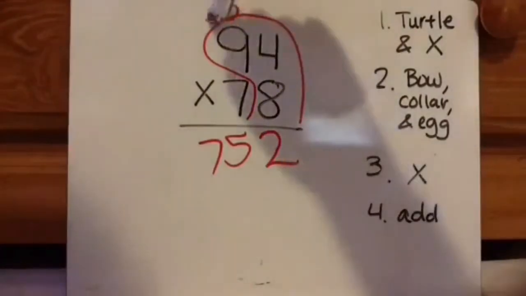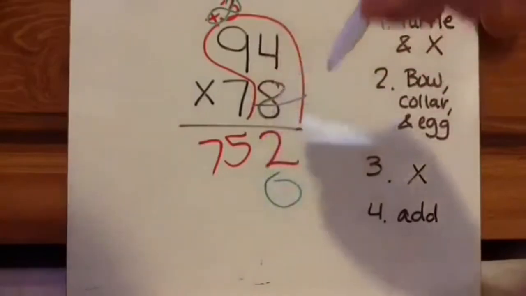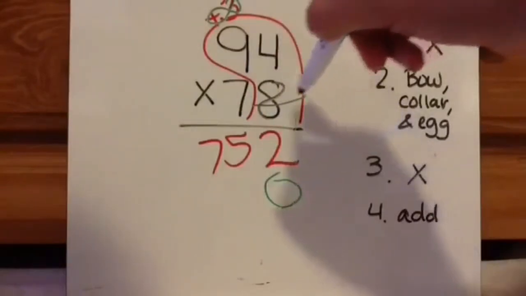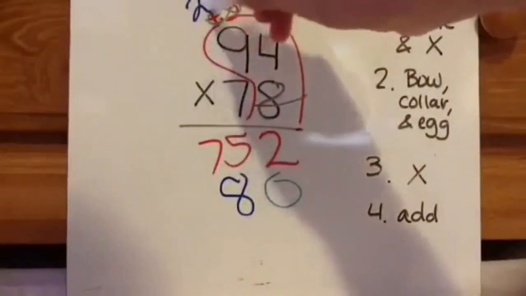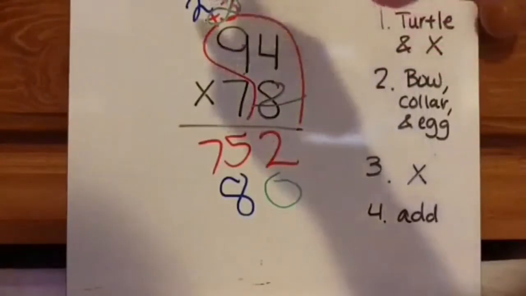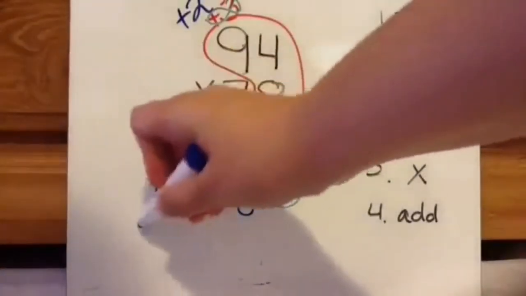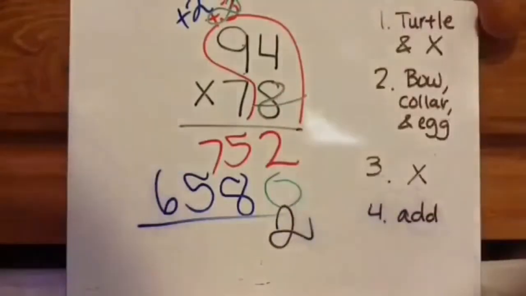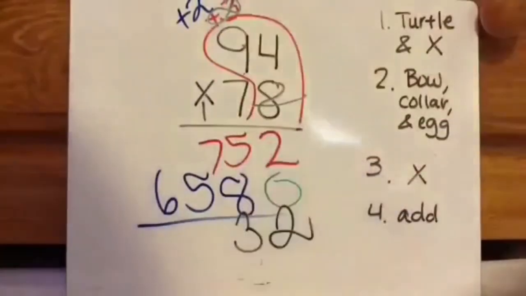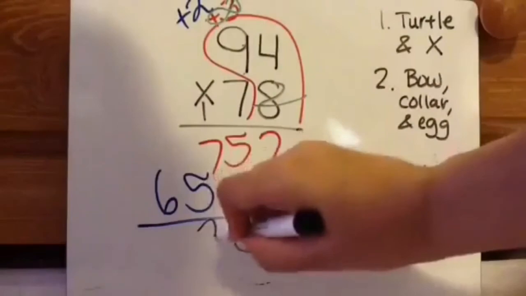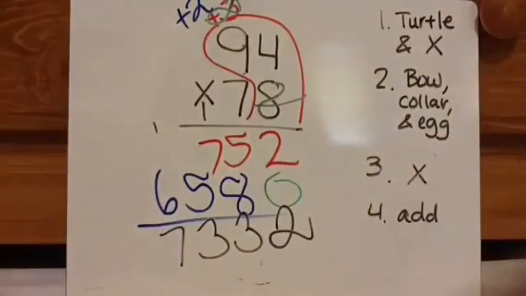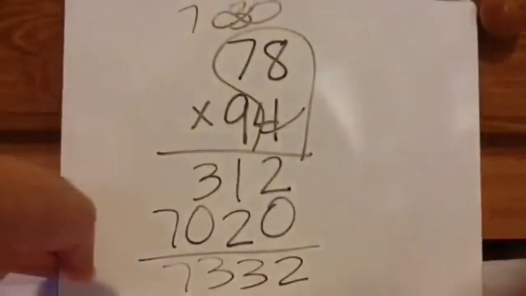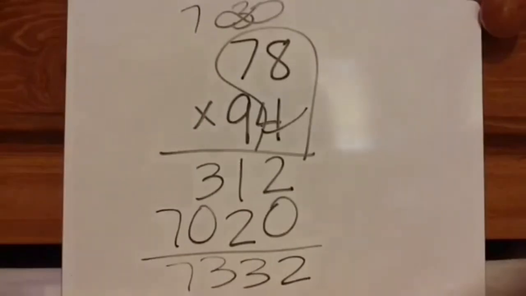Step 2, draw a bow, collar, lay an egg. Step 3, 7 times 4 is 28. Carry the 2. 7 times 9 is 63, plus 2 is 65. Step 4, add. 7,332. When you check it with commutative property, reversing the math problem, you get 7,332, just like the other one.